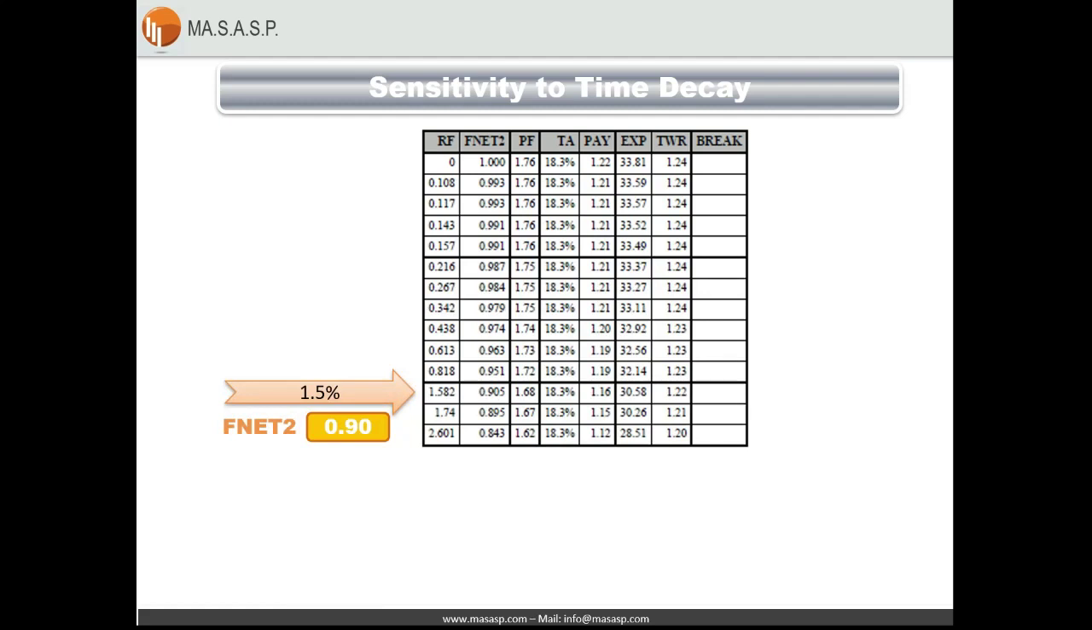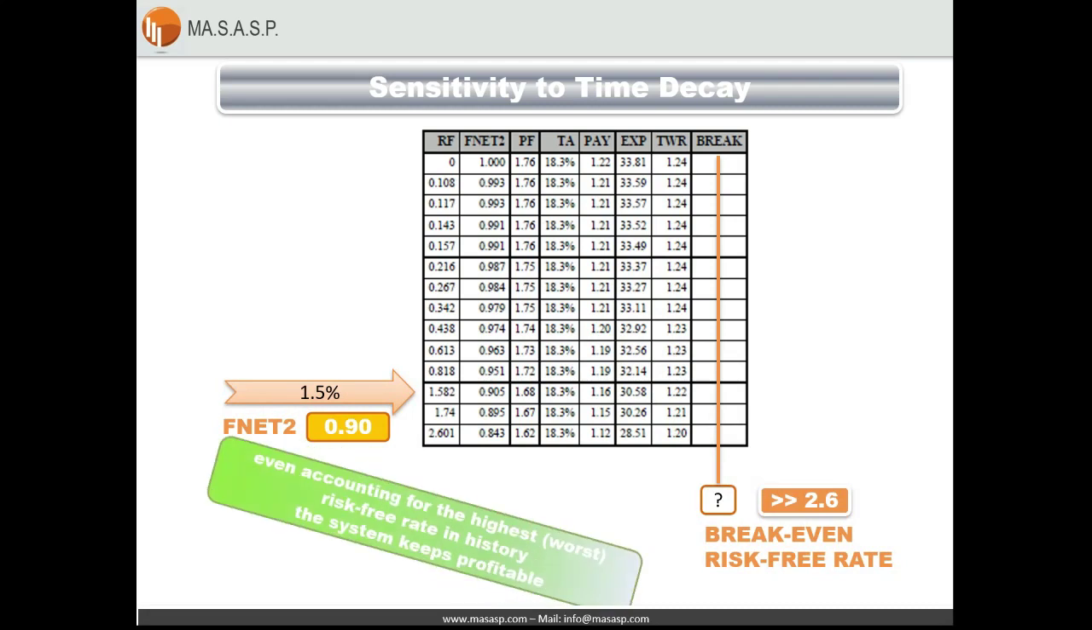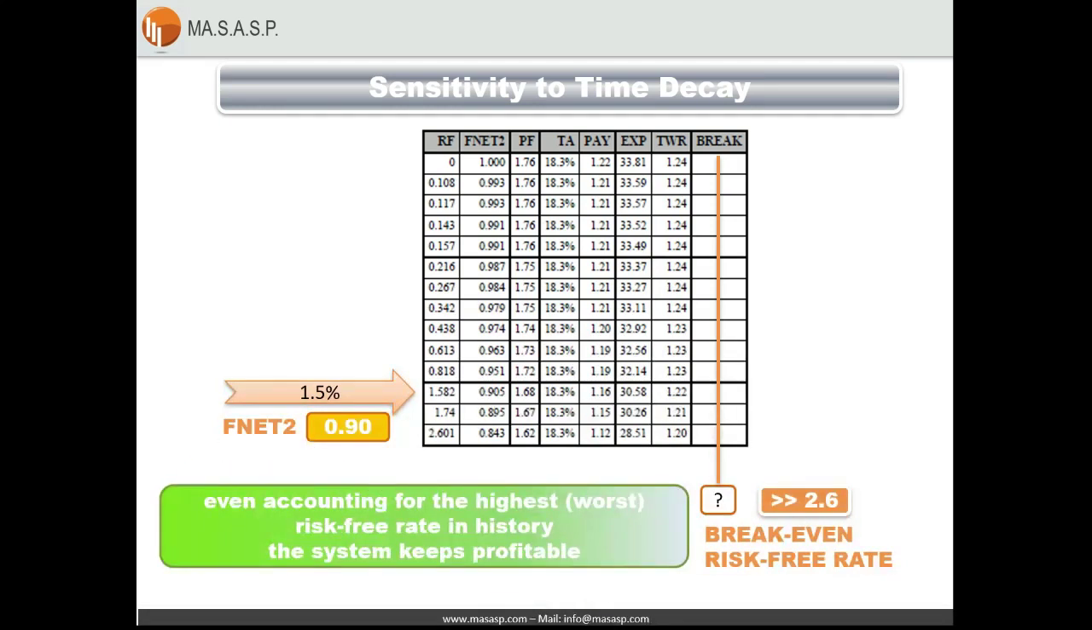The last column of this table delivers a break-even analysis, as it reckons up the lowest interest rate which completely undermines profitability. Even with interest rates higher than the maximum historical value, the trading system will still be profitable. That is an extremely satisfactory outcome.